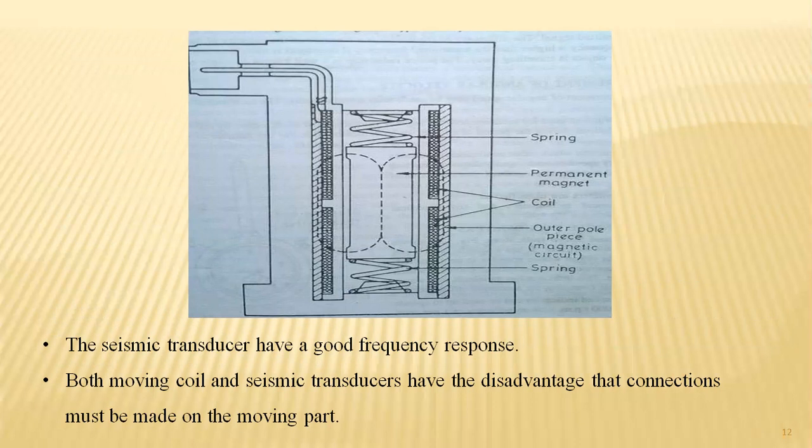Particularly, the seismic transducers will have a good frequency response, because within the confined fixtures only the frequency will take place, or minimal damping will take place. This clearly specifies that both the moving coil and the seismic transducers have the disadvantage with respect to the connections, which are directly linked to the moving parts.